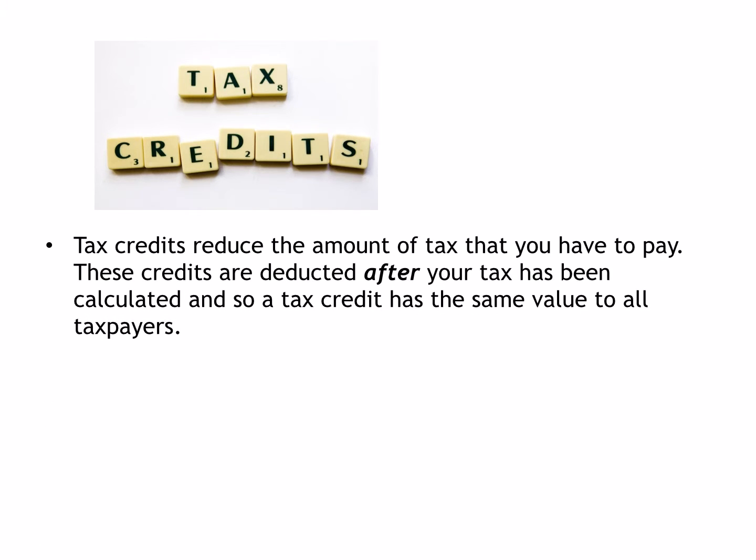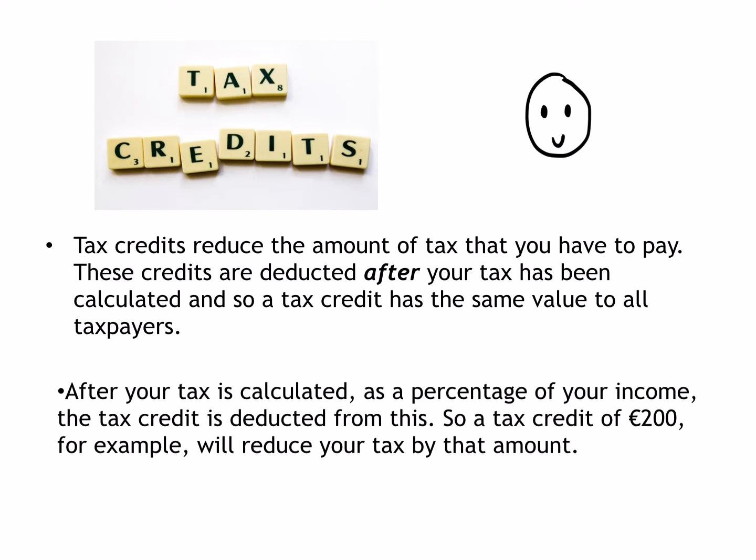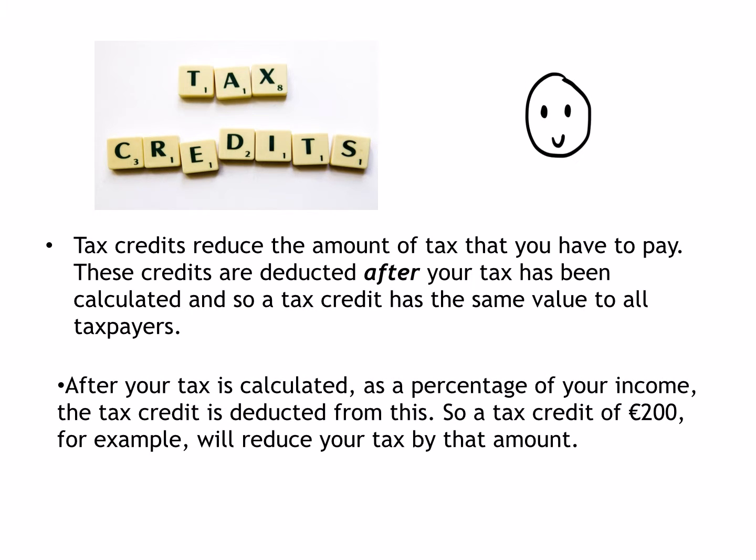Tax credits reduce the amount of tax that you have to pay. These credits are deducted after your tax has been calculated, and so a tax credit has the same value to all taxpayers. After your tax is calculated as a percentage of your income, the tax credit is deducted from this. So a tax credit of €200, for example, will reduce your tax by that amount.